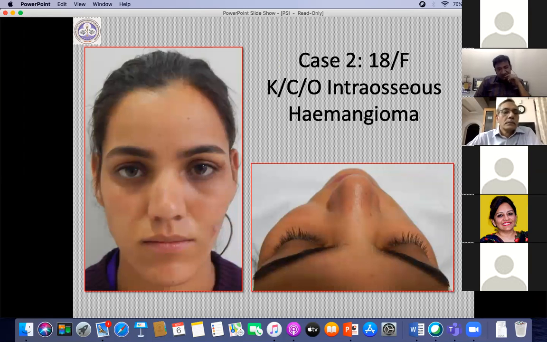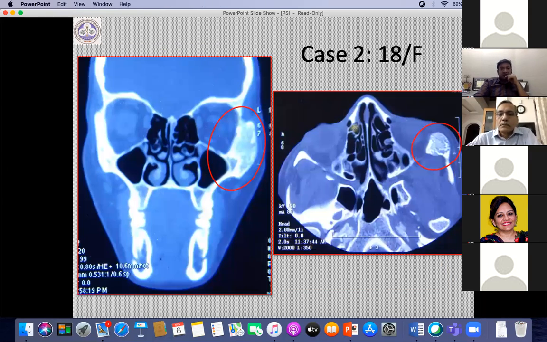The second case, a similar case, an 18-year-old female, a known case of intraosseous hemangioma. If you see the face of this young girl, there's swelling on the left side, and there's a draining sinus on the bottom of the cheek on the left side. In the second picture, you can see hard bony swelling on the left side of the zygoma. The picture was classical of a tumor. The biopsy proved it to be an intraosseous hemangioma.